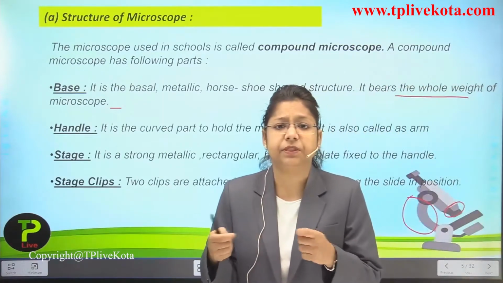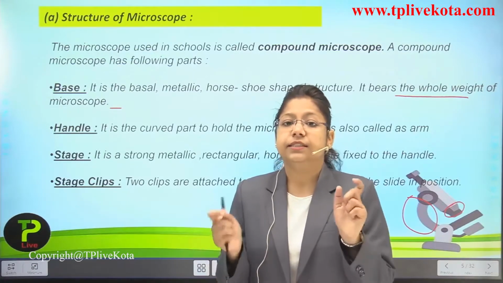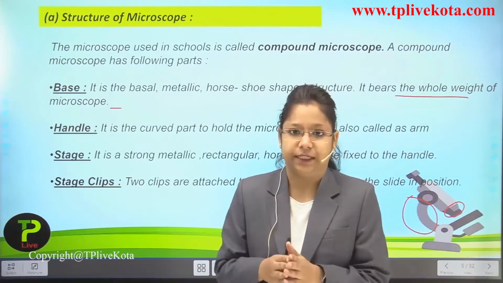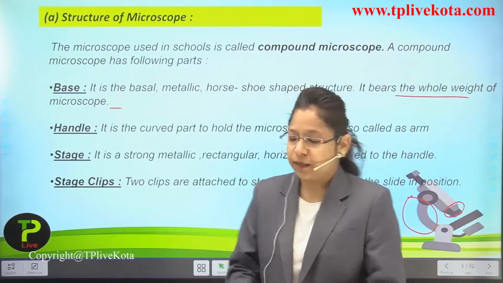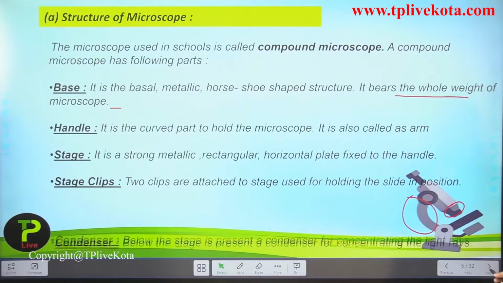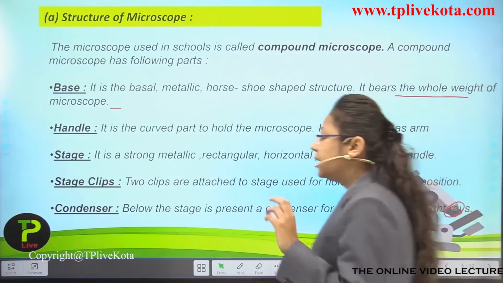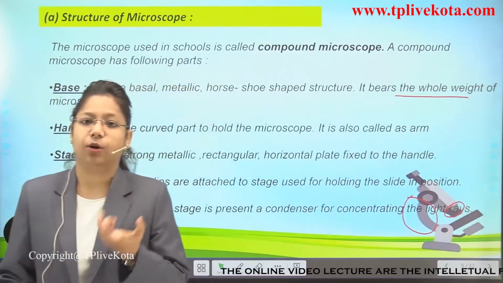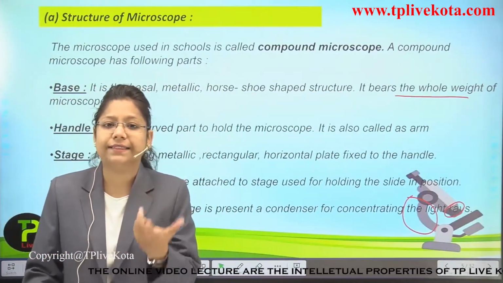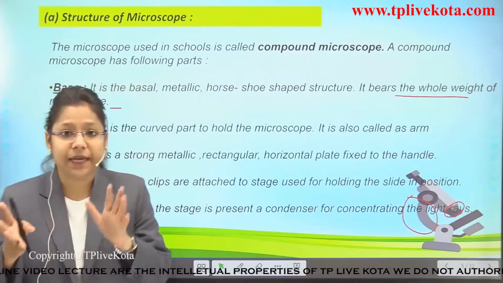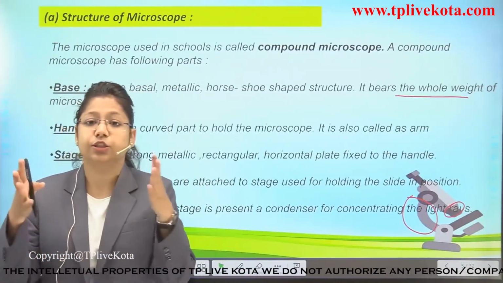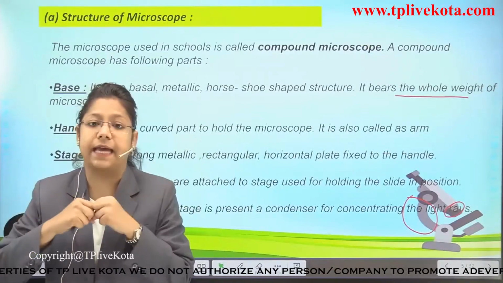Okay, now next part is the stage clips. The stage clips are used to fix the slide which has been prepared to see under the microscope. Okay, now next part is the condenser. Condenser is the basic part of the microscope. Now why is it the basic part, students? The main important thing about it is that it is used for concentrating the light angles.